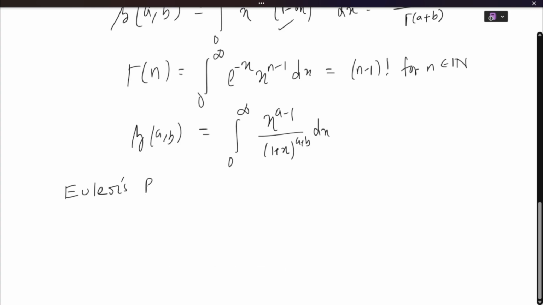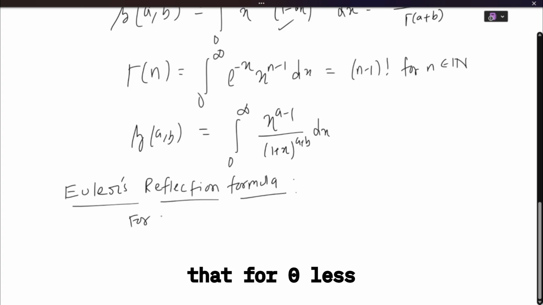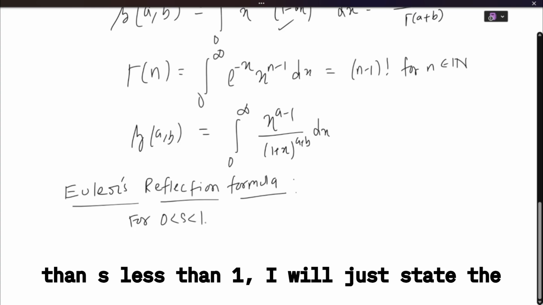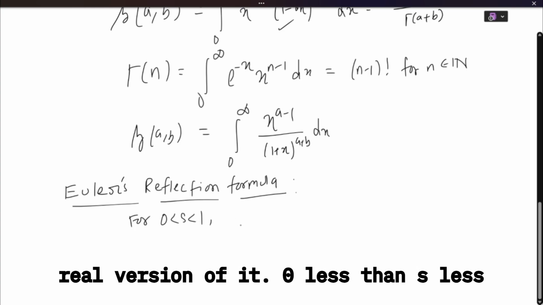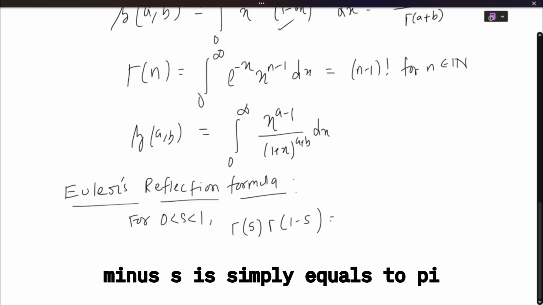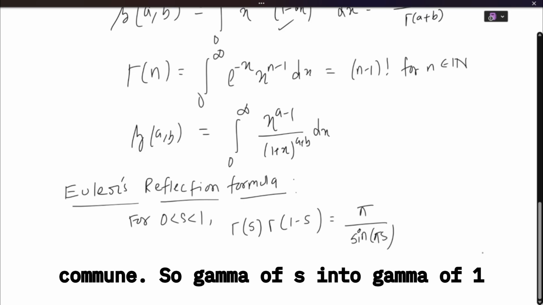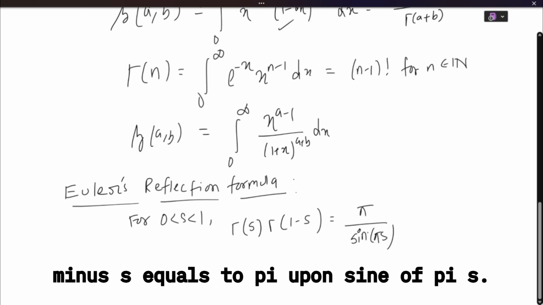Euler's reflection formula. Now, what is this? This states that for 0 less than s less than 1, I'll just state the real version of it, gamma of s into gamma of 1 minus s is simply equal to pi upon sine of pi s. That is called Euler's reflection formula. So gamma of s into gamma of 1 minus s equals pi upon sine of pi s.